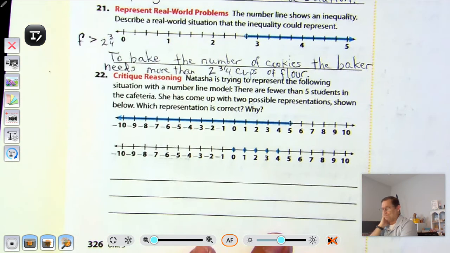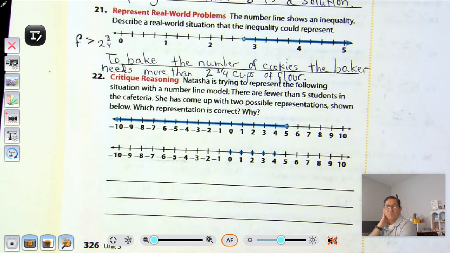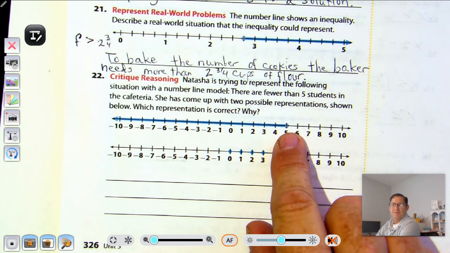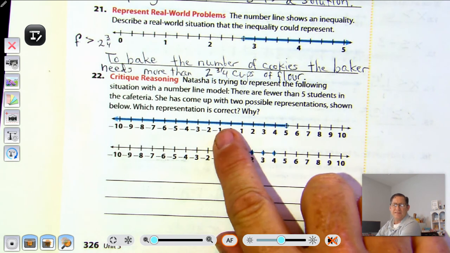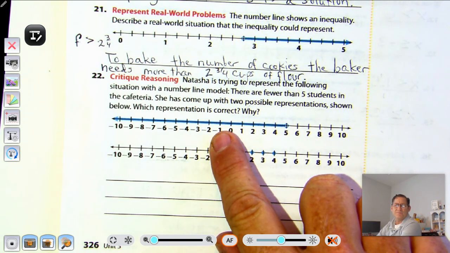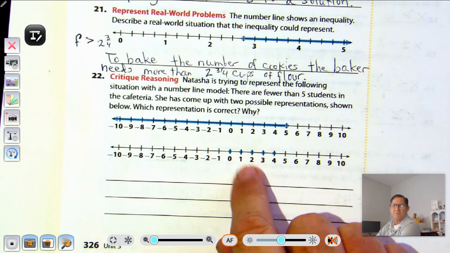And 22. Natasha is trying to represent the following situation with a number line model. There are fewer than 5 students in the cafeteria. She has come up with 2 possible representations shown below. Which representation is correct and why? Well, this does show fewer than 5, but I see a problem when we get down to here. How do you have a -1 student?